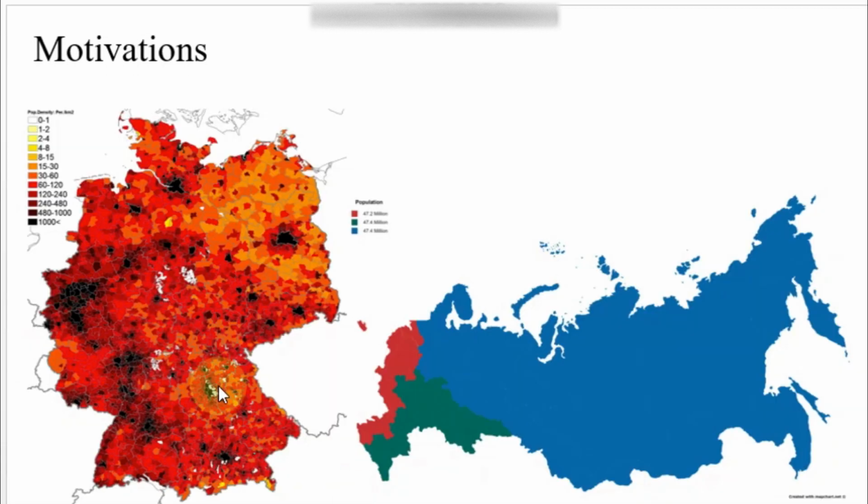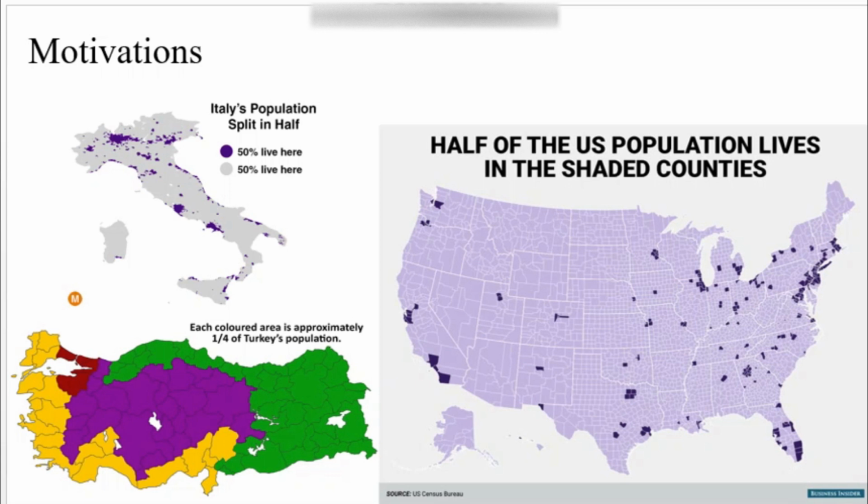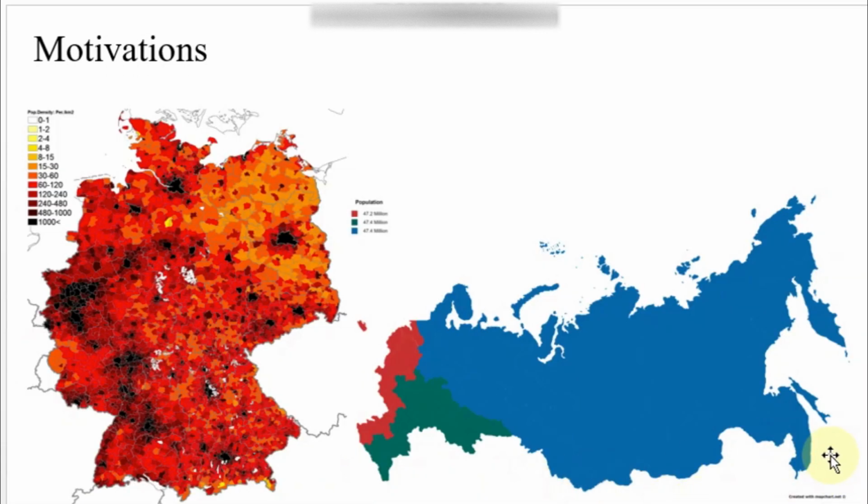Here we can see the population density map for Germany, and here we can see the same kind of map that we saw for Turkey here. So here the population of Russia is divided into 3 equal parts. So looking at this map, we can understand that most part of Russia is very sparsely populated, and 2/3 of the population is concentrated in a relatively small area located in the European part of Russia.